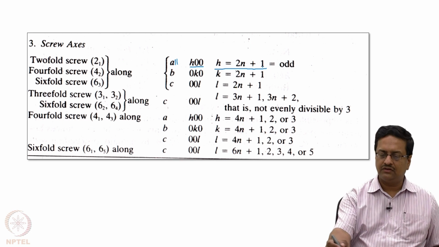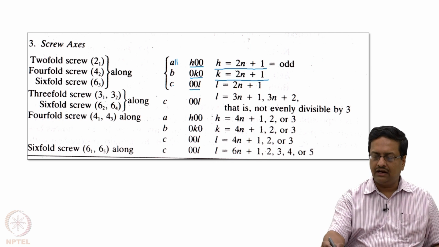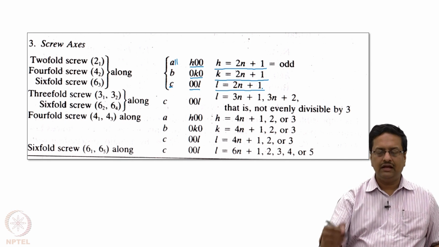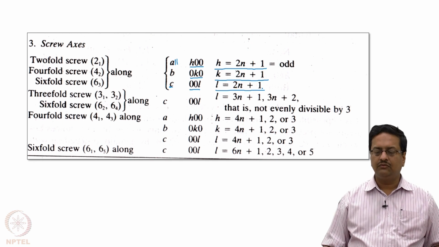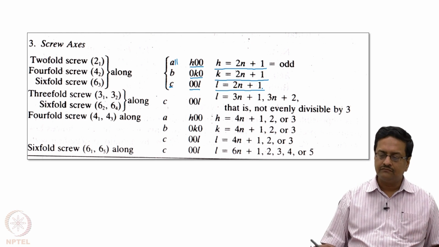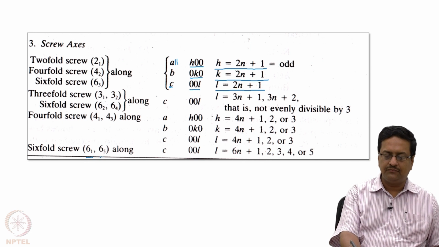In the same way, for a 2-1 screw parallel to B, K is odd, and for a 2-1 screw parallel to C, L is odd. In the same manner, the higher n-fold screw axes like 3-1 and 3-2, 6-2 and 6-4, 4-1 and 4-3, and again 6-1 and 6-5 are understood in the same way.